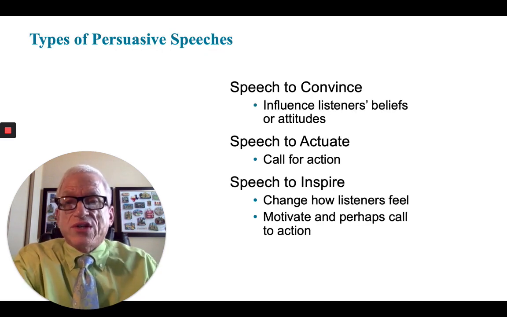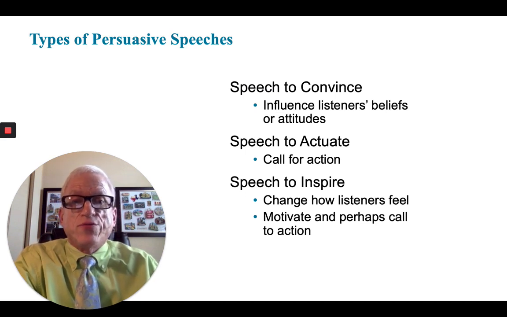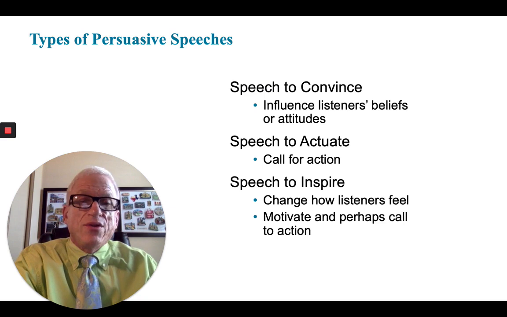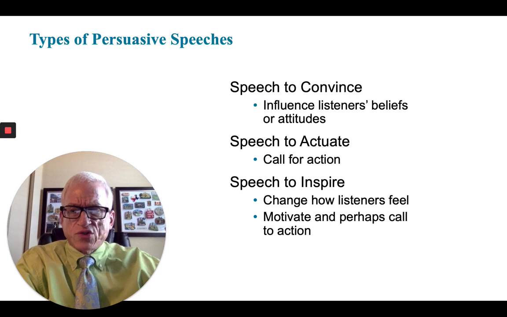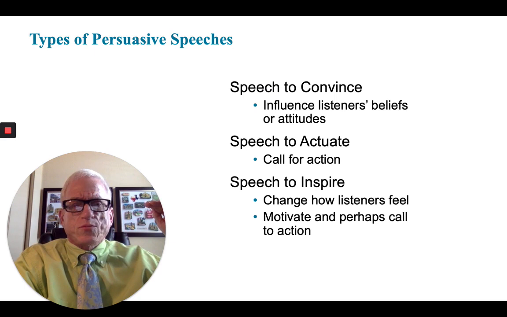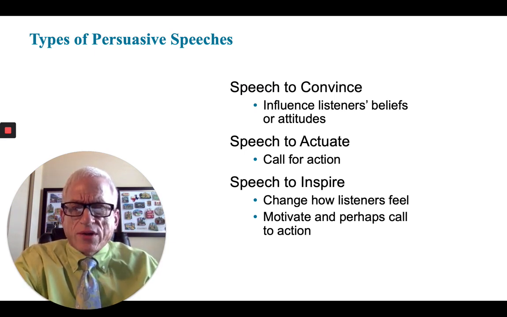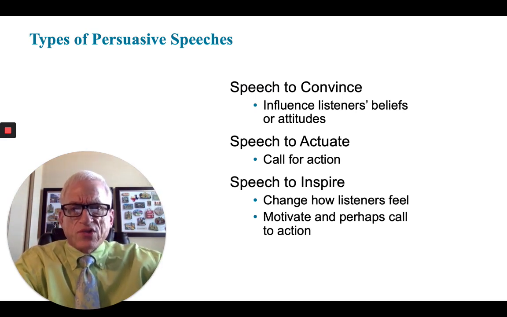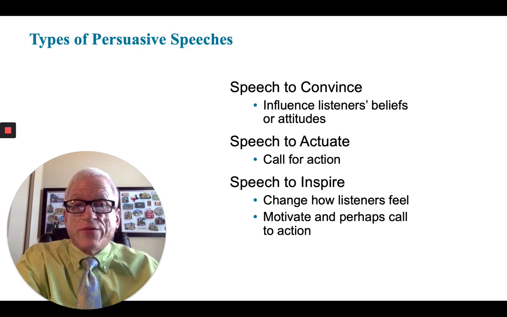So let's talk about the three types of persuasive speeches. The first is the speech to convince. This influences listeners' beliefs or attitudes. This is kind of the ultimate goal that everybody has for their persuasion. We want to convince people to take our position, to change their minds, to embrace your position. And like I said, this is a tough sell. It's tough to get everybody to be convinced. So if you can do that, if you can convince everybody, influence their beliefs and attitudes, then that's great. But rarely can we do that, especially in a classroom speech where you've only got 7 to 9 minutes.